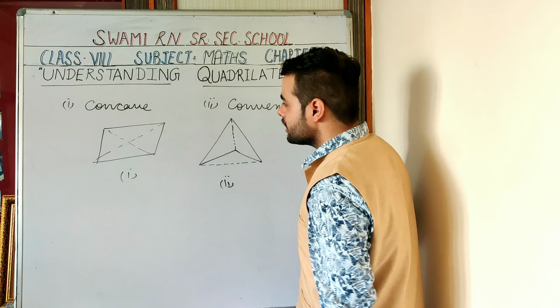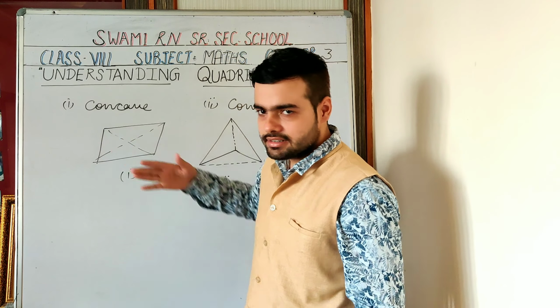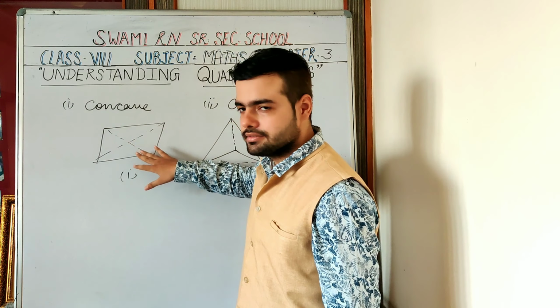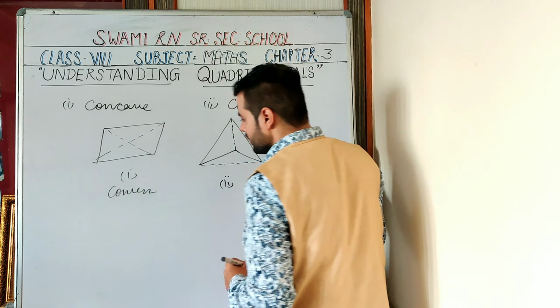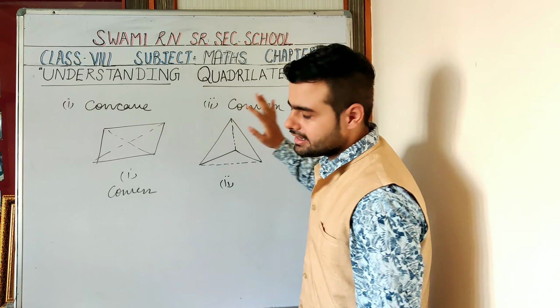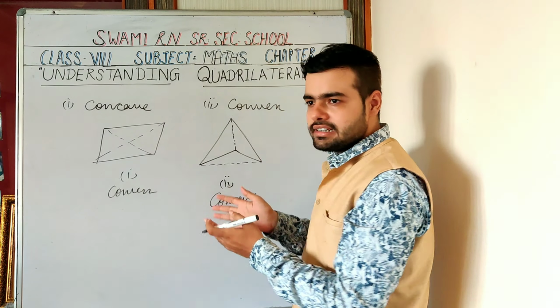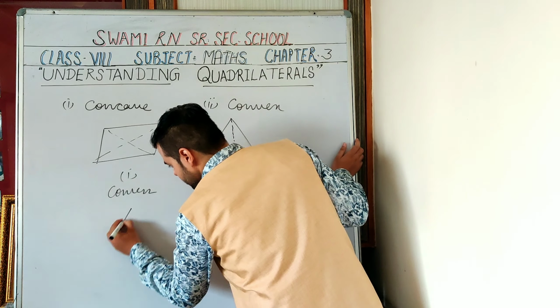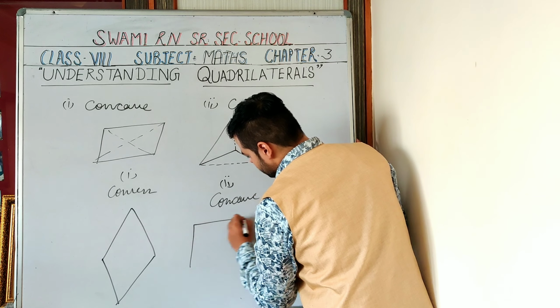Now in both of these figures, if the diagonals are drawn inside the figure, that is an example of convex. And if the diagonals are drawn outside the figure, that is an example of concave. To understand both of them, I will take two more examples here. You can see this one and this one.